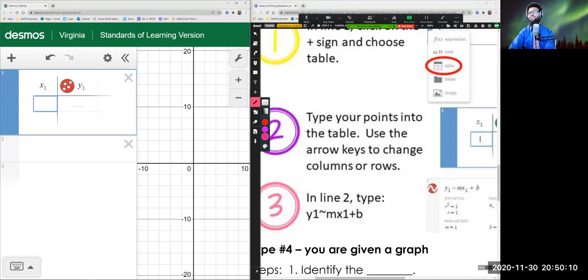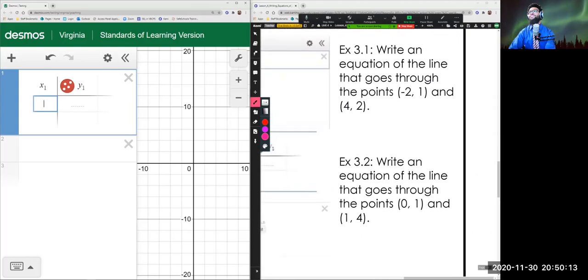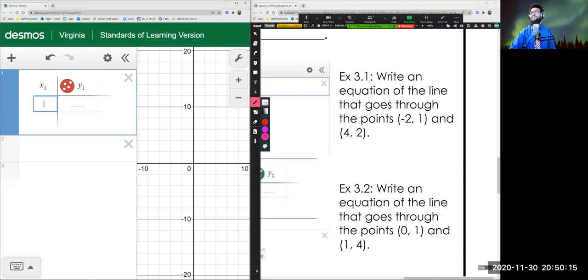All right, that seems kind of difficult, but I'm going to run you through it. I promise it won't be that bad. So this example says, write an equation of the line that goes through the points 2, 1, negative 2, 1, and 4, 2, okay? Negative 2, 1, and 4, 2.